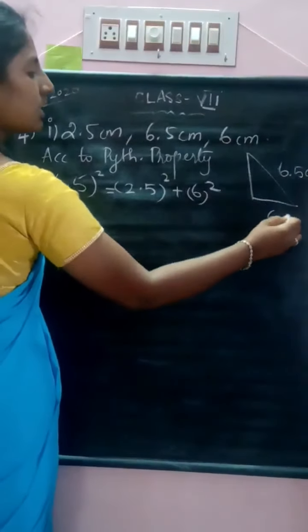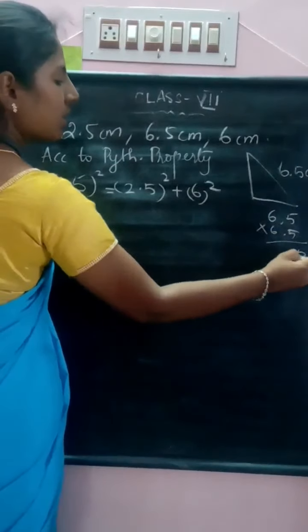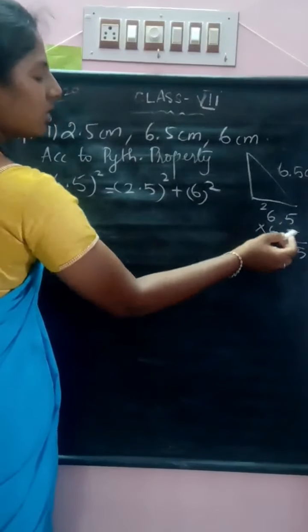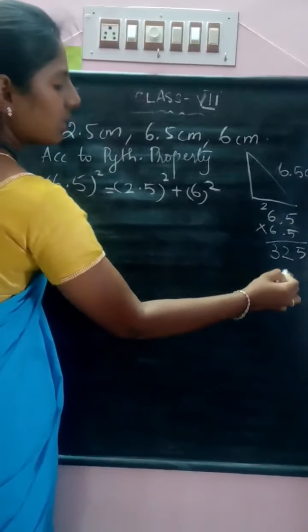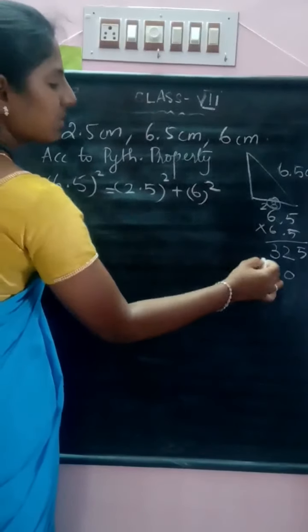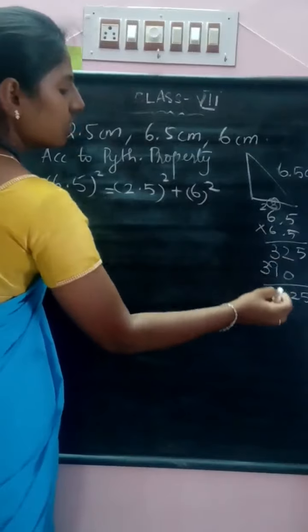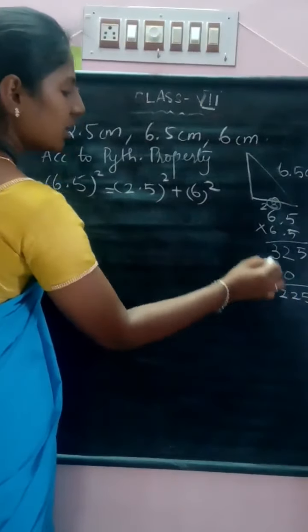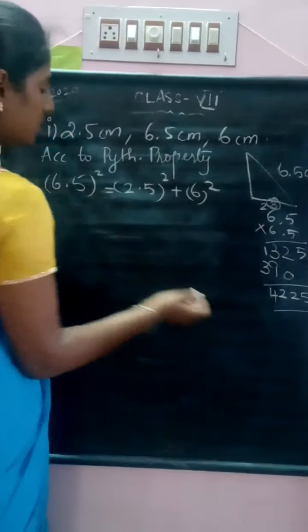So what is 6.5 square? Find out. 6.5 into 6.5. 5 5s are 25, 2 remaining. 5 6s are 30, 30 plus 2, 32. Then 6 5s are 30, 3 carry over. Then 6 6s are 36, 36 plus 3, 39. Okay. So this is 5, 2, 3 plus 9, again 12, then 4.